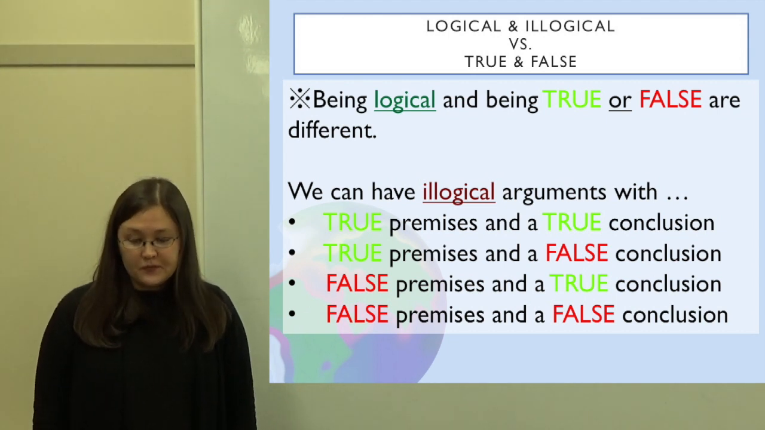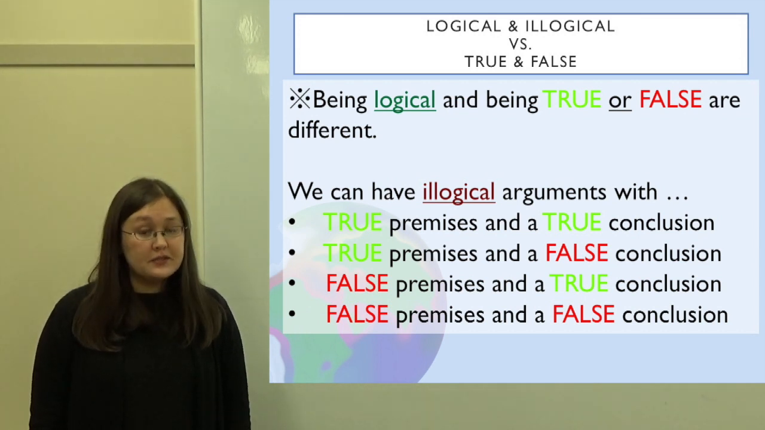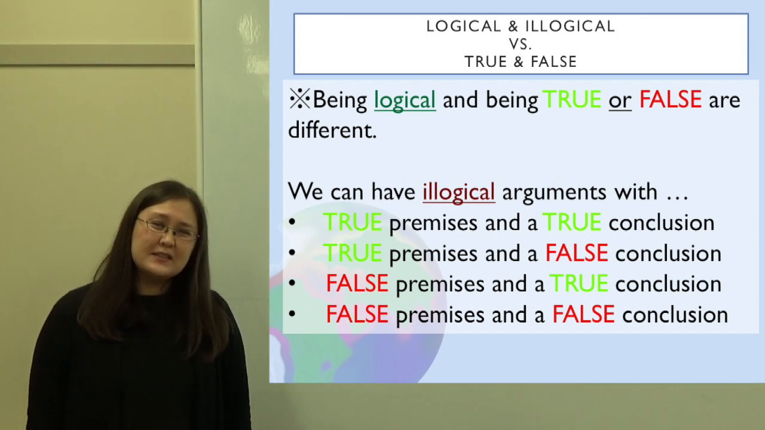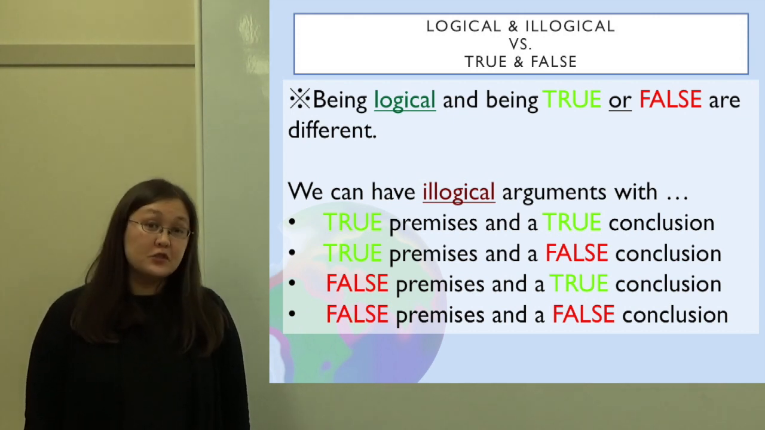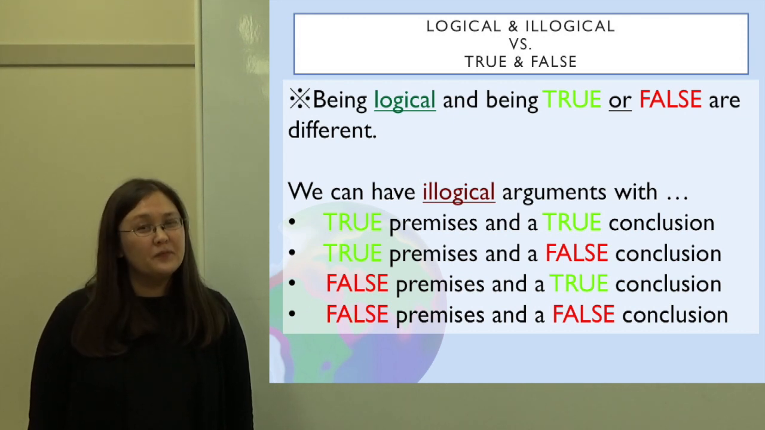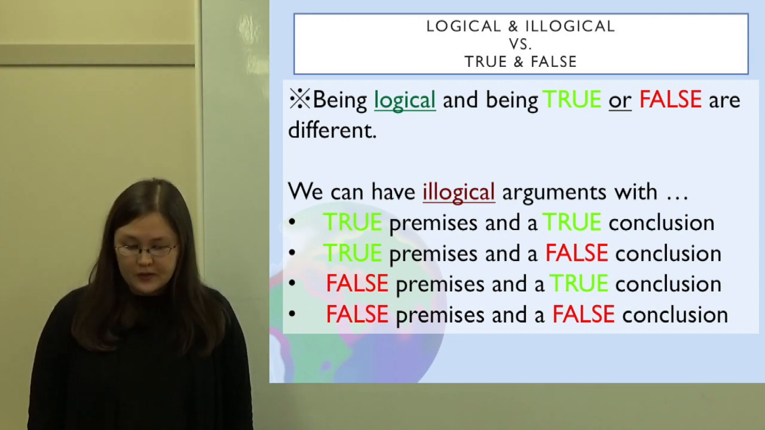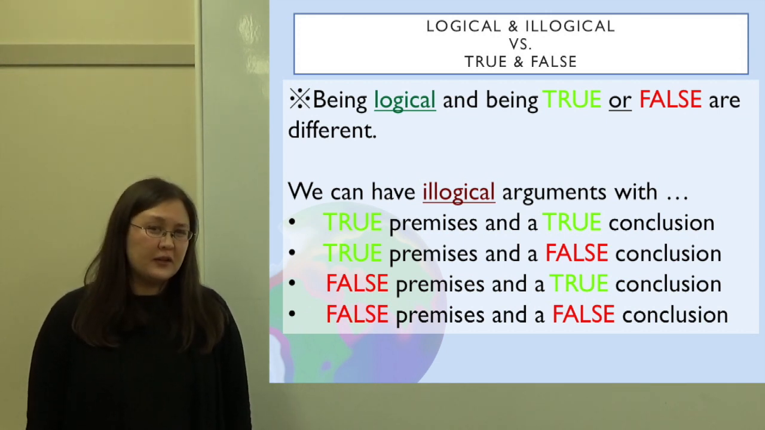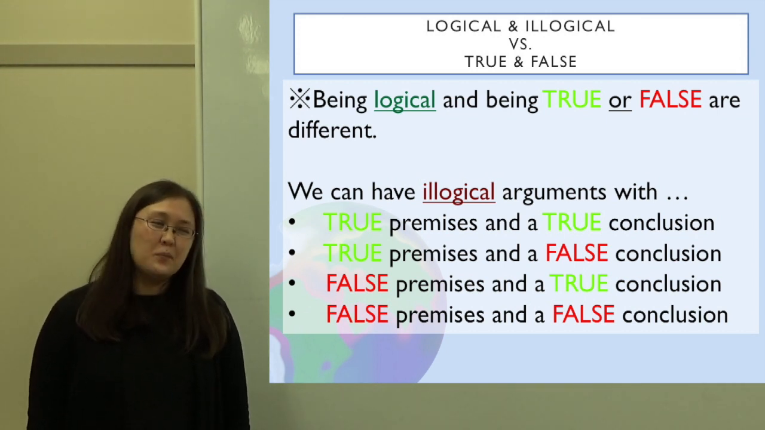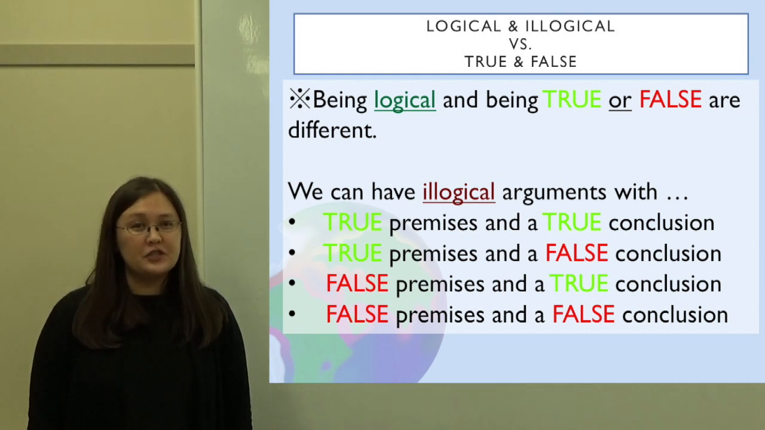For this reason, we can have illogical arguments with true premises and a true conclusion. In this case, even if the premises are true, and even if the conclusion happens to be true, the conclusion doesn't follow from the premises according to the rules, so it's still illogical. And we don't want to write our arguments in this way. We want to avoid illogical arguments as best as we possibly can. So we don't want to make an illogical argument that happens to have true premises and happens to have a true conclusion, but the logic didn't work.